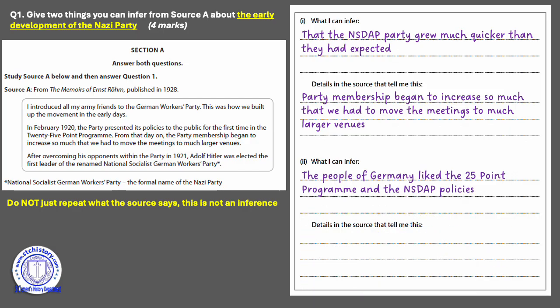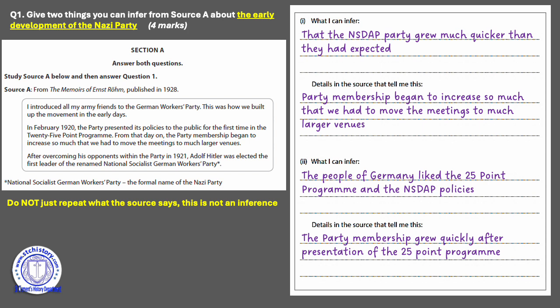So the fact that they had to move probably infers to me that they didn't expect it to get so big so quick. Secondly, I can infer the people of Germany liked the 25-point programme and the NSDAP policies. And the detail for that is that it says the party membership grew quickly after presentation of the 25-point programme. So obviously it's because of whatever they saw in that 25-point programme that they liked it and thought they'd join the party.